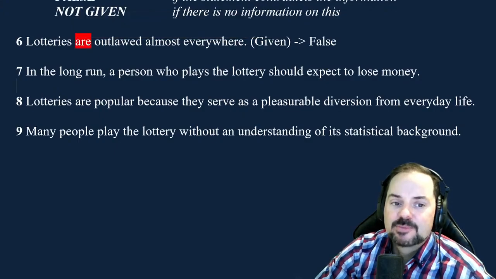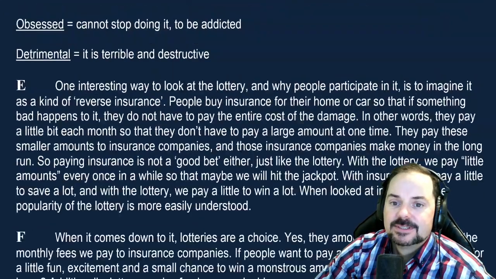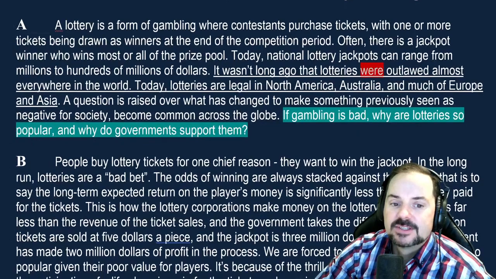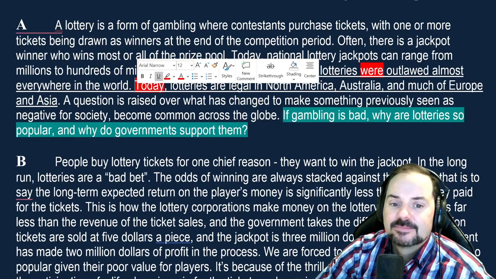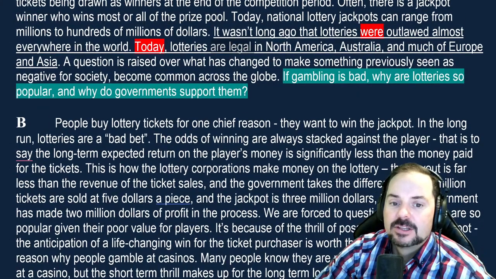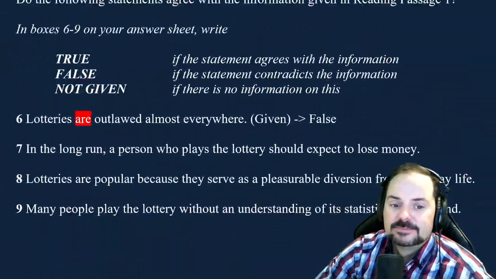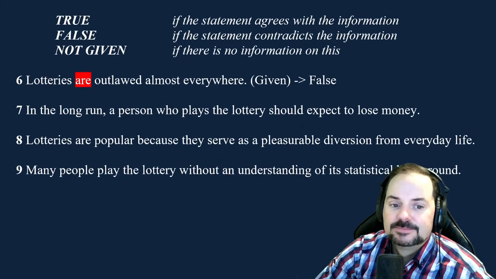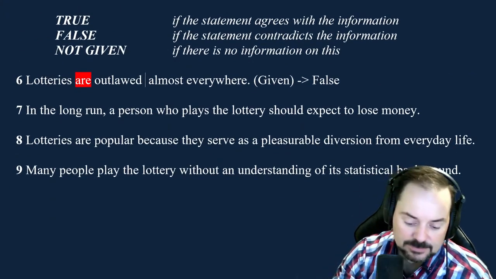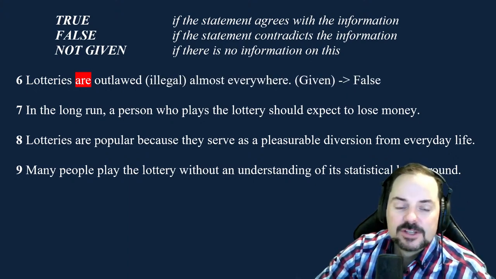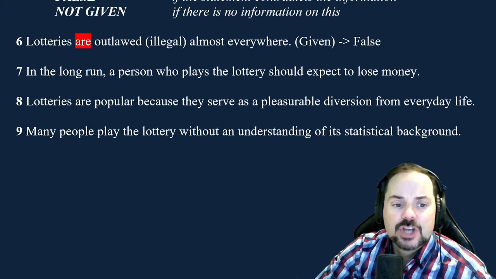Okay, this is present tense. This is past tense. So present tense is today. Today lotteries are legal. So you're correct. It's false. Today lotteries are legal. So they're not outlawed. Okay, outlawed means illegal, prohibited. So false is good. Okay, Chayani, number 7.